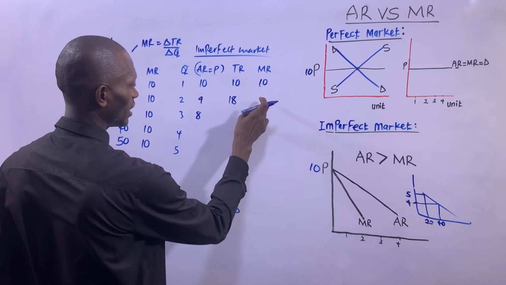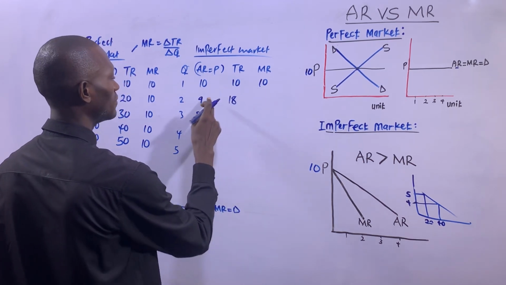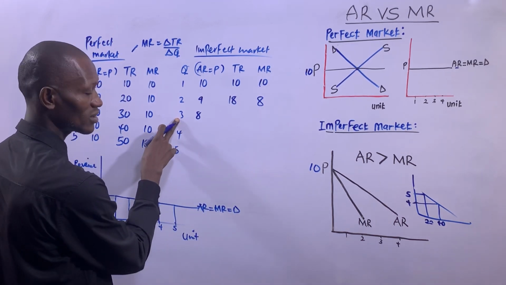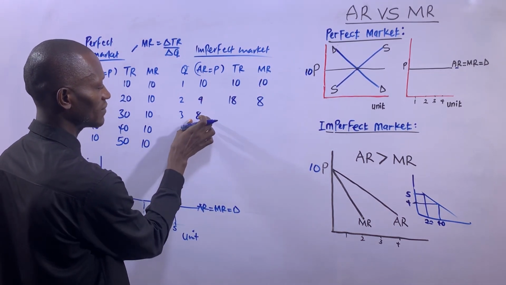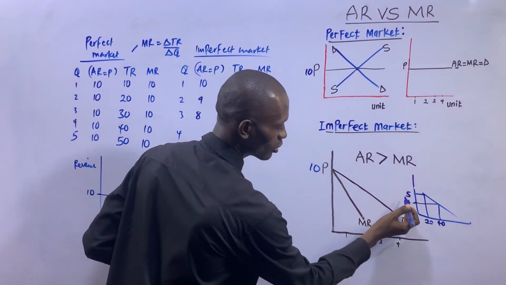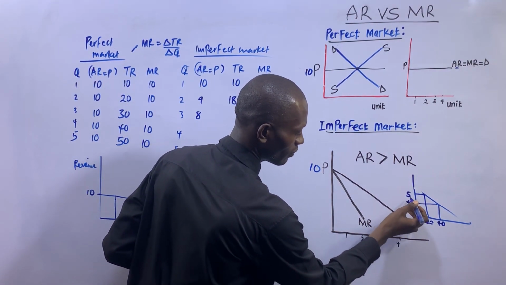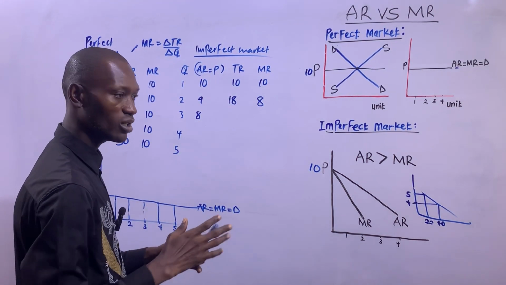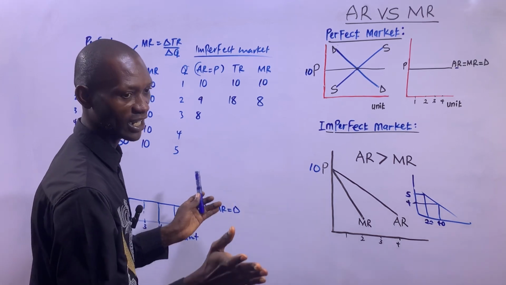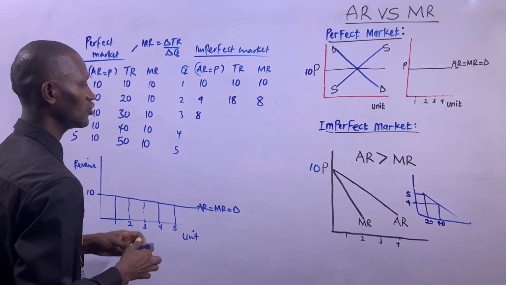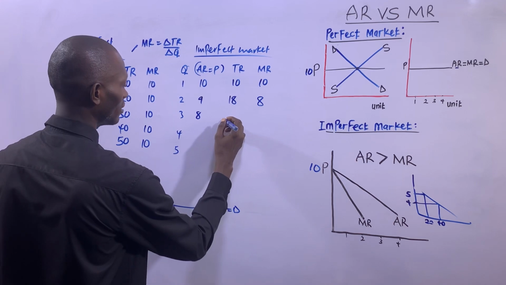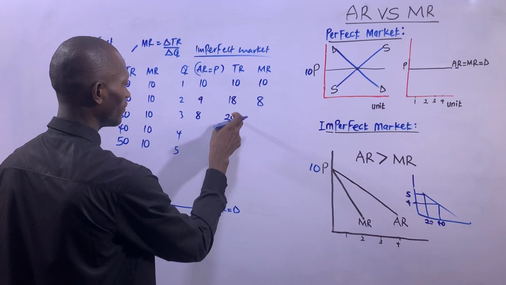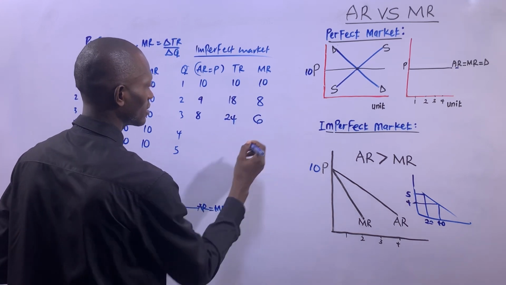To get your marginal revenue here, that's 18 minus 10 divided by 2 minus 1. That gives us 8. Then the firm moves down the demand curve again, from 5 to 4, from 4 to 3. The more the firm moves down the demand curve, the more its total revenue will increase, but marginal revenue will fall faster than the average revenue. So 3 times 8, that's 24. 24 minus 18 gives us 6.